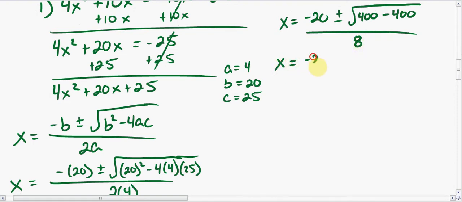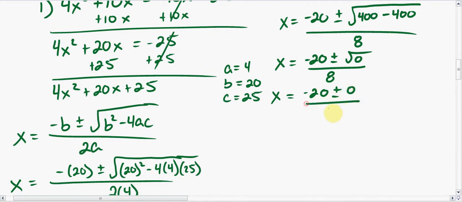So we have x equals negative 20 plus or minus the square root of 0 all over 8. The square root of 0 is 0 all over 8. And negative 20 plus 0 is negative 20. And negative 20 minus 0 is also negative 20. So I'm left with negative 20 in the numerator, 8 in the denominator.